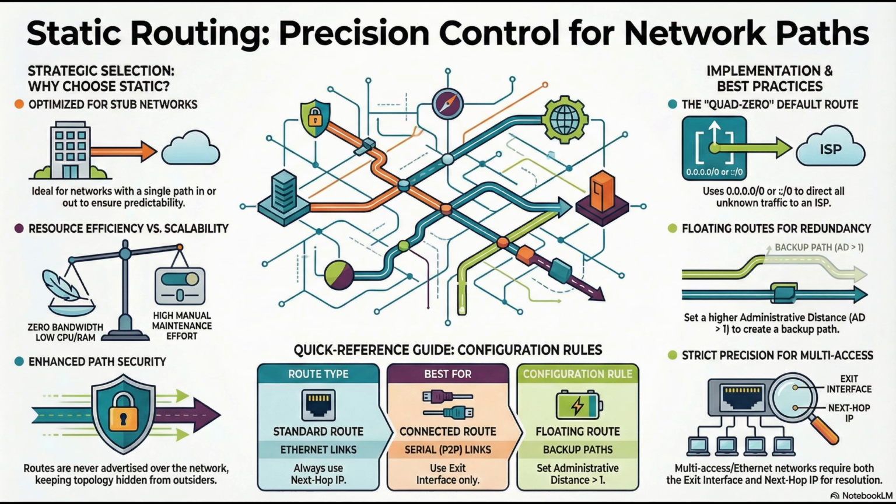Okay, I want to move to one of the coolest concepts in this deep dive. The text calls it the spare tire. Floating static routes. This is where we get to feel like magicians. How does a route float? It's all about redundancy. We talked about administrative distance, that trust score. By default, a static route is 1, but you can change that number.